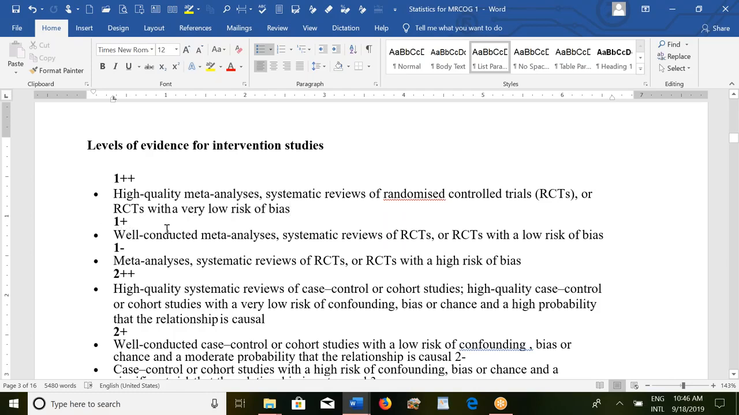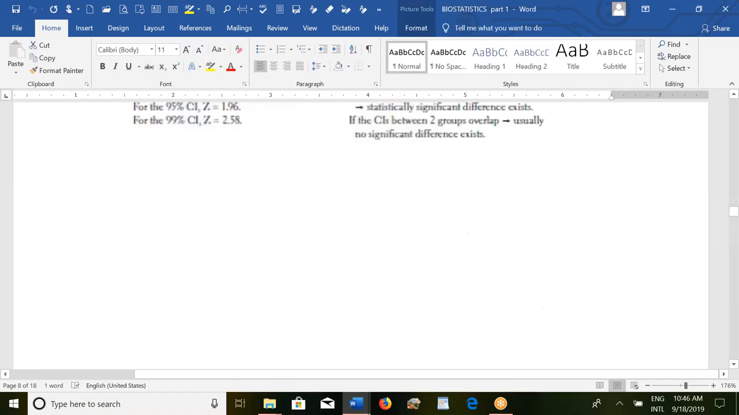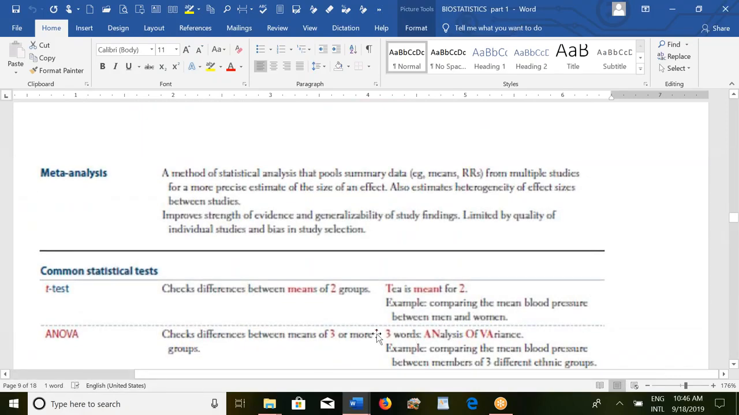Then 1 plus. Meta-analysis: when you want to answer some question, you will combine results of many studies. Then you will say that, like, 10 studies are favoring one point, so you will say that 10 studies favored this point. So we are also believing in that point, because that is very helpful.